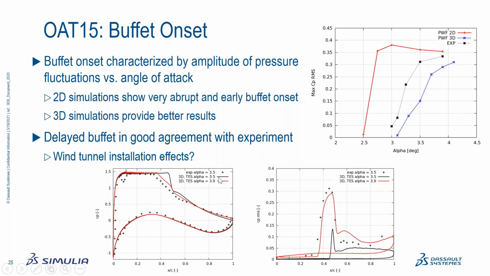Because if we look at the pressure distribution for one angle of attack from the experiment at 3.5 degrees, and we take the corresponding PowerFLOW simulation at 3.9 degree angle of attack, we get a good agreement with the experimental data in terms of CP and in terms of the pressure fluctuation on the surface. And this would basically mean that there are some wind tunnel installation effects that we are not taking into account by our simplified setup, which is just an extruded 2D airfoil.